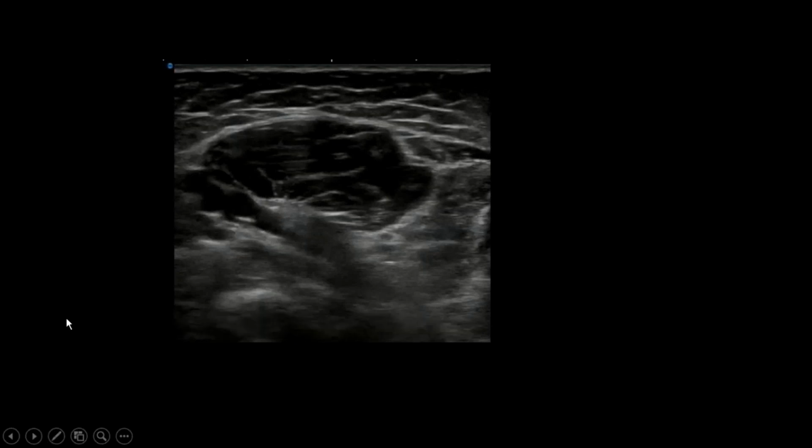Other than fascial tightness, which can compromise this nerve, there can be space-occupying lesions like aneurysm or ganglion cyst that can cause compression at this site.